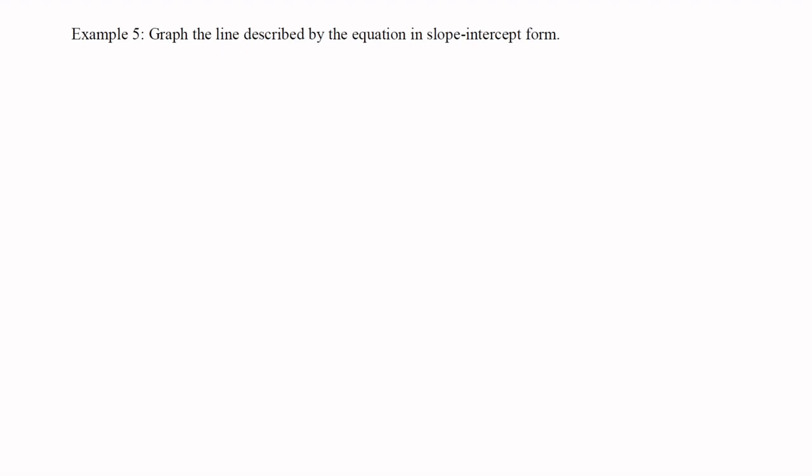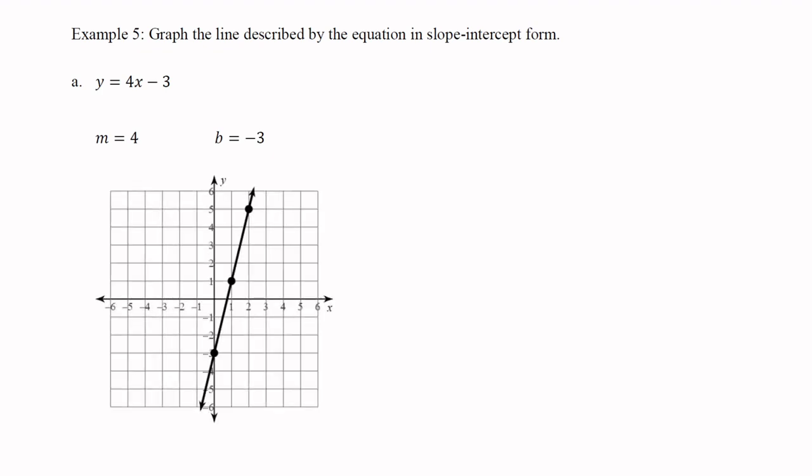So in this example, let's graph the line described by the equation in slope-intercept form. We know that our slope is 4 and our y-intercept is -3. So in the graph, we first plot our y-intercept, which is (0, -3). And then we use our slope of 4. So a rise of 4, so you go up 4, and a run of 1, so you go to the right 1. And then from that point, up 4, right 1. And you continue until you have enough points to plot your line.